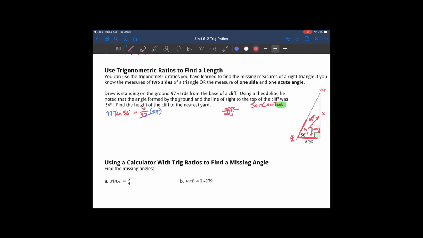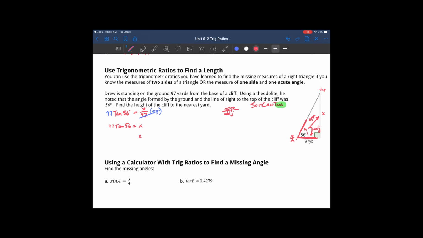I am left with, on the left side, 97 times the tangent of 56. And notice if I just write them next to each other, it means multiplication. And then that is equal to x. So then I can put that in my calculator just the same way it's written, 97 tangent 56, and your calculator will know to multiply.